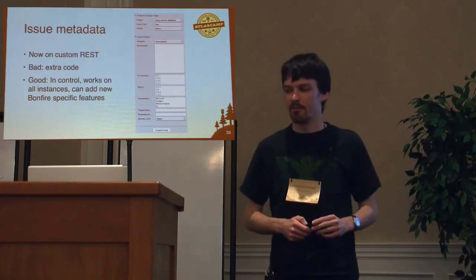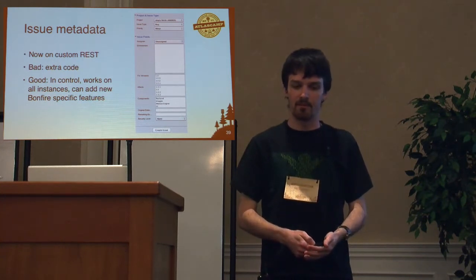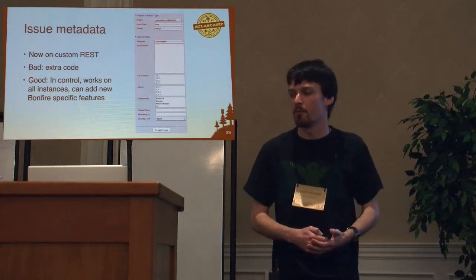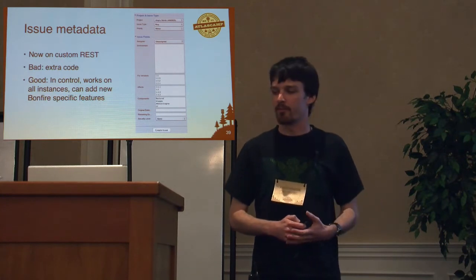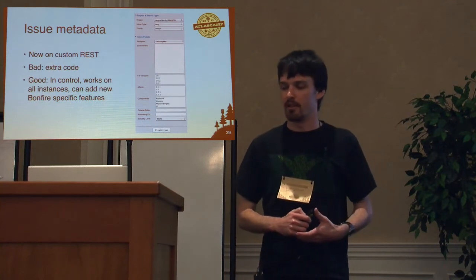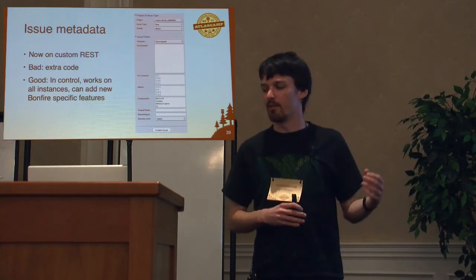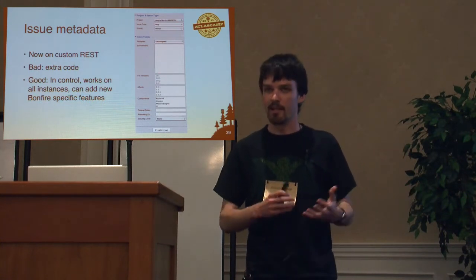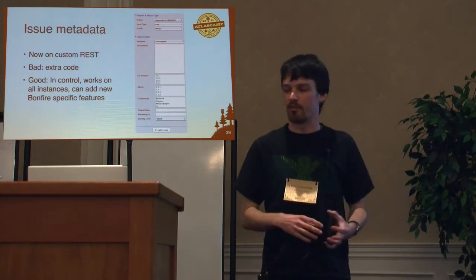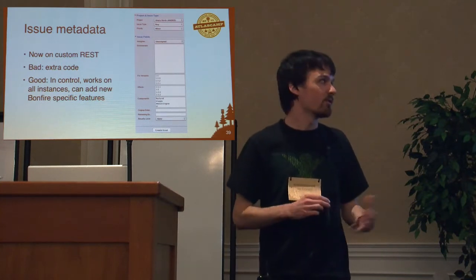So how did we deal with this? Unfortunately, we can't use REST to pull this information out because it's not present in JIRA 4.3 and JIRA 4.4. So we moved to our own custom solution. The bad points about this is it's more code for us to write to get things up and going. It's also more code for us to have to support. But on the good side, we are in control of this resource, so we can make sure that it works on every instance that we're trying to target. We can also add Bonfire-specific features to this resource.